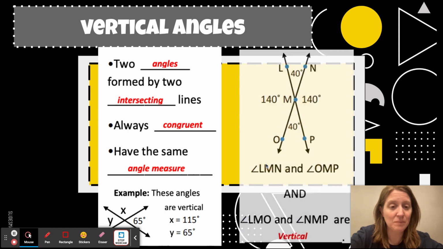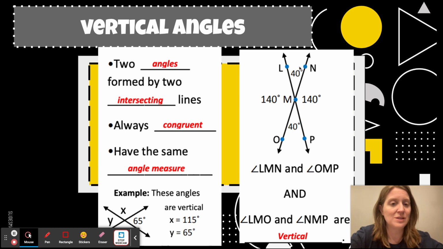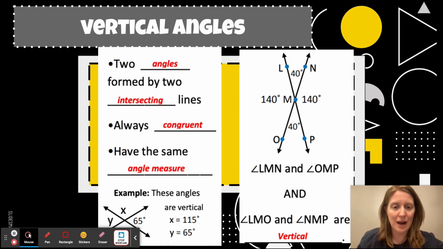Another example of this would be this one right here, which is LMN and OMP. They're vertical angles. They're opposite of each other. They're 40 degrees. LMO and NMP, those are also vertical angles. They're opposite of each other, and they're 140 degrees. Now, they only have one thing in common. Vertical angles, besides being congruent, they only have a vertex in common. So if you'll notice, M, their vertex is in common. And that's the only thing they have in common. They do not share a common ray.